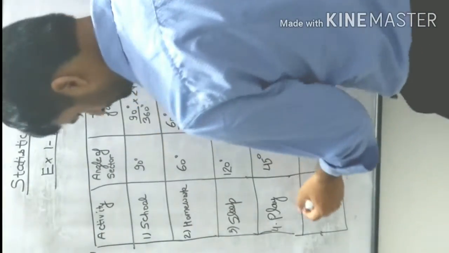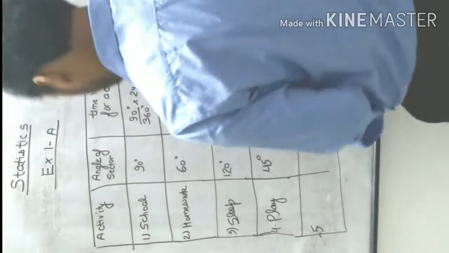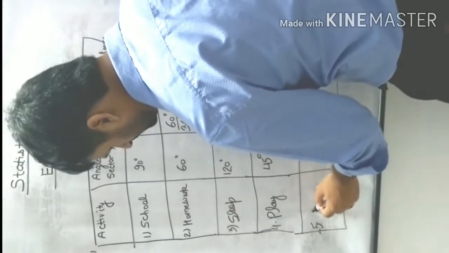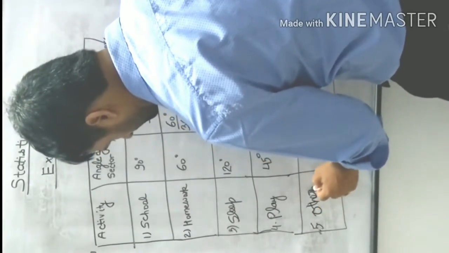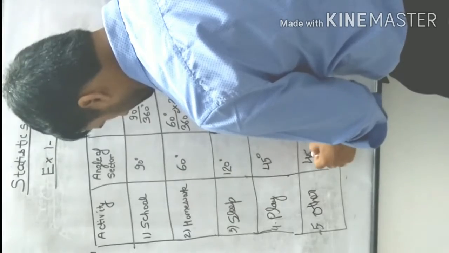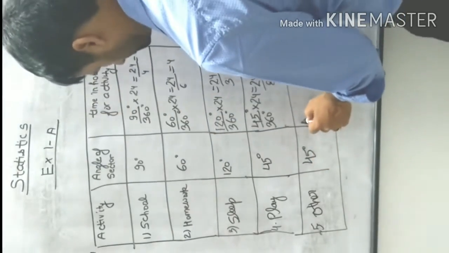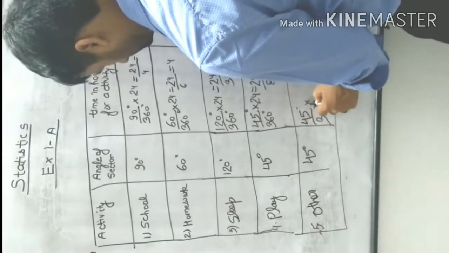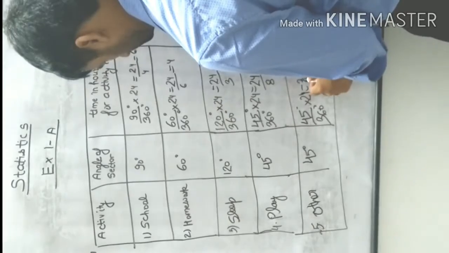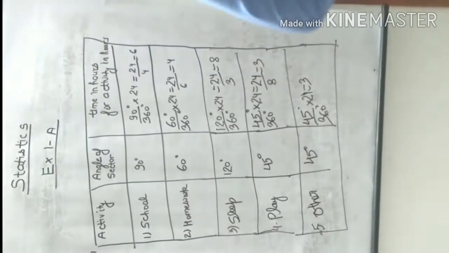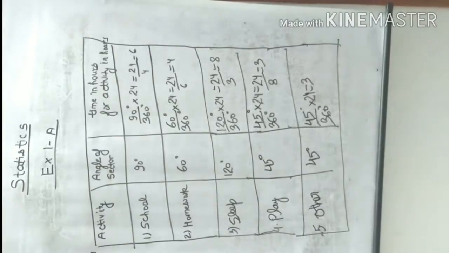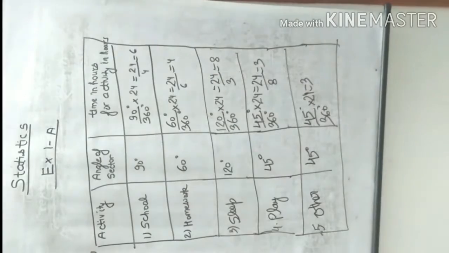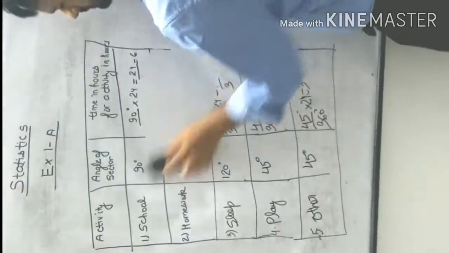Others. Others of same angle. That means other activity. Same angle. Again same way. So this is the value for it. Okay. Now write it now.